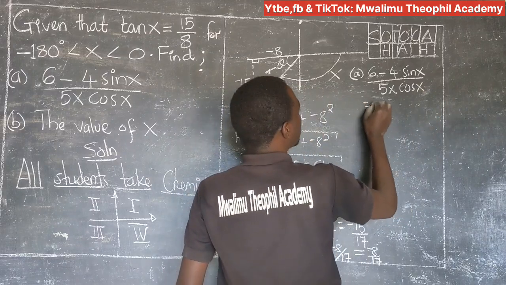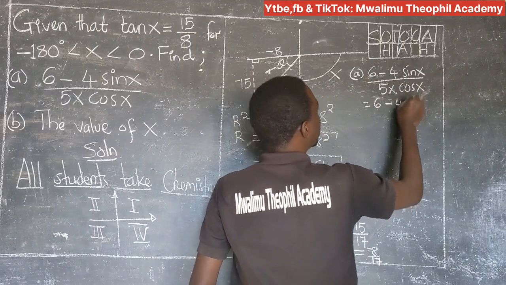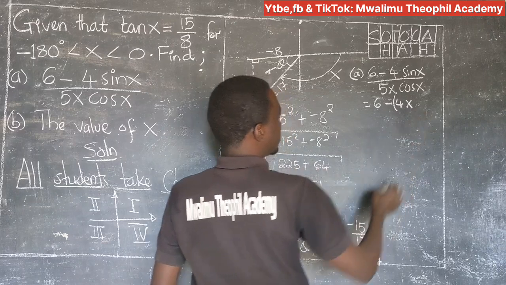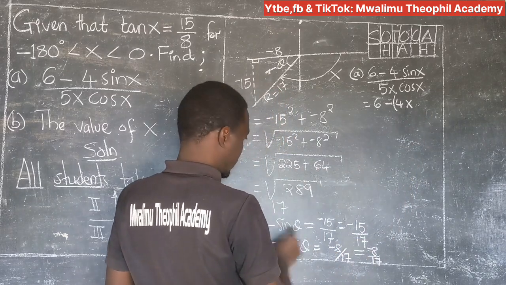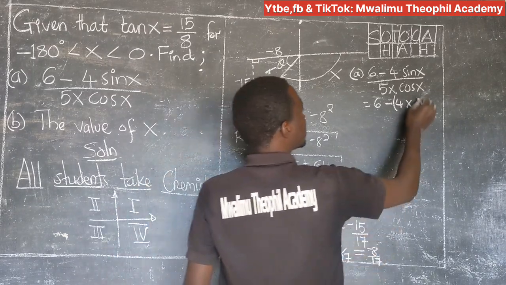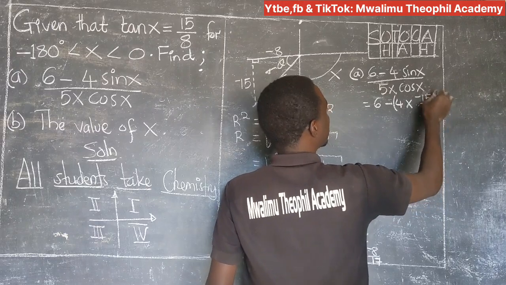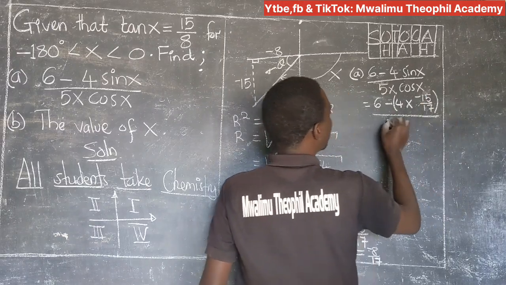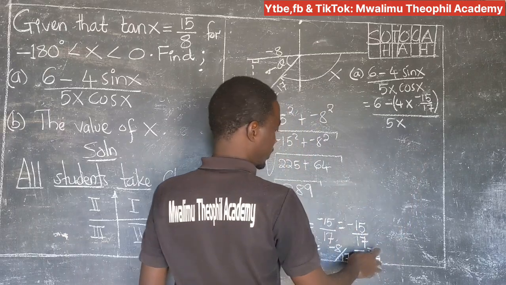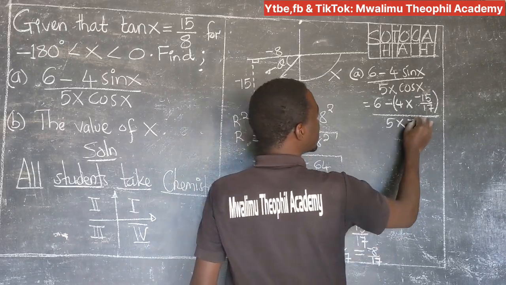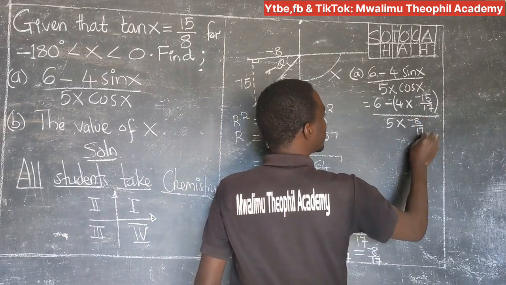This will be equal to 6 minus 4 times sine x, where sine x is given as -15 divided by 17, divided by 5 times cos x, where cos x is -8 divided by 17.